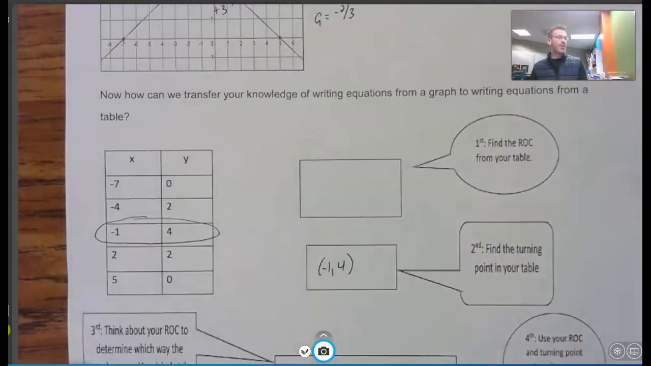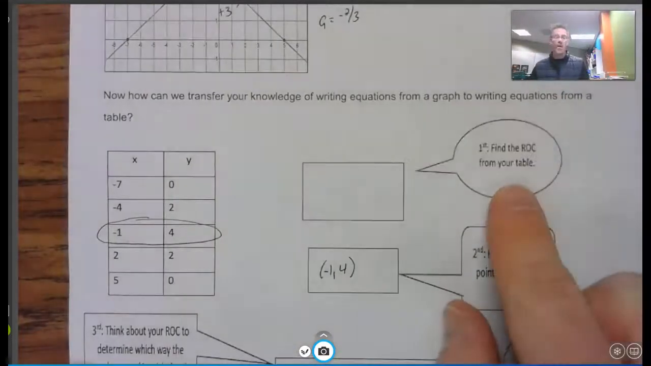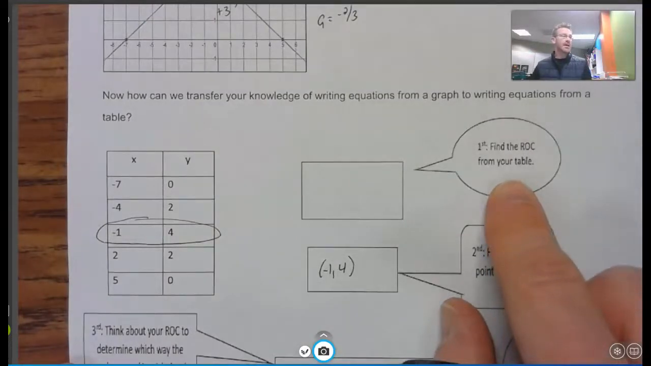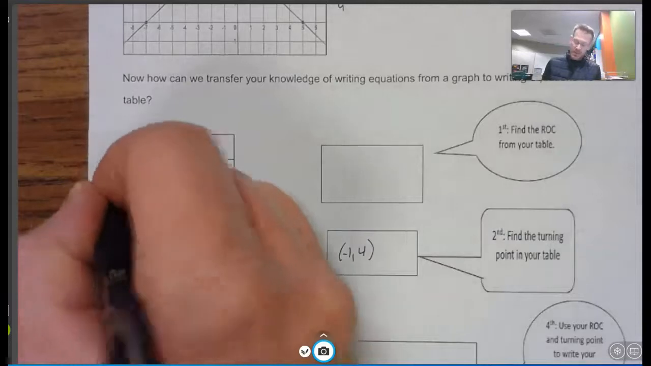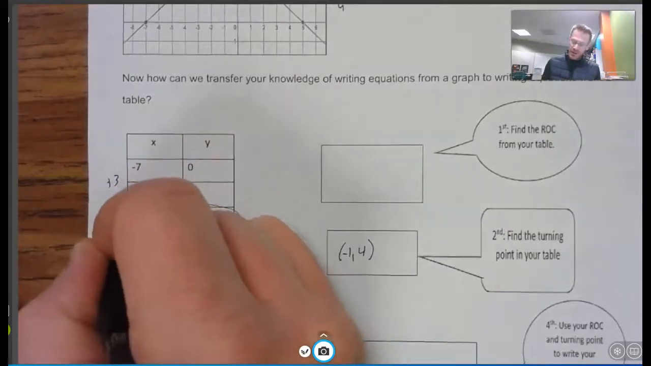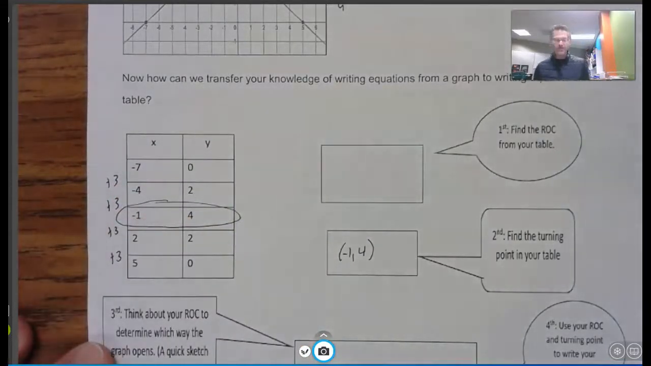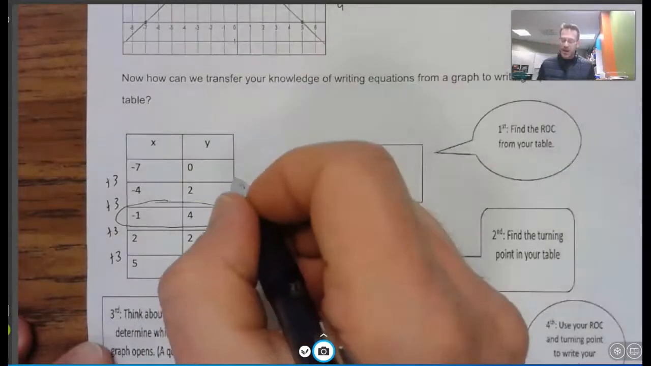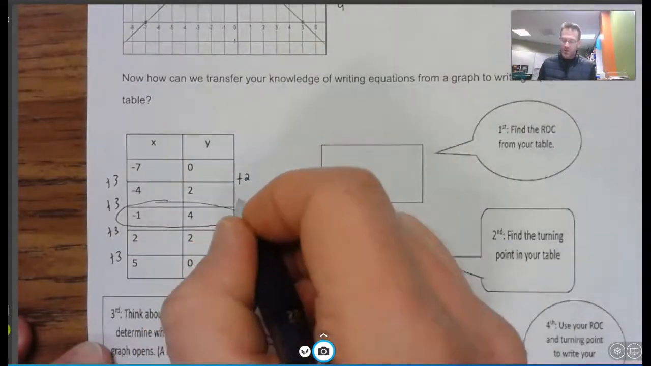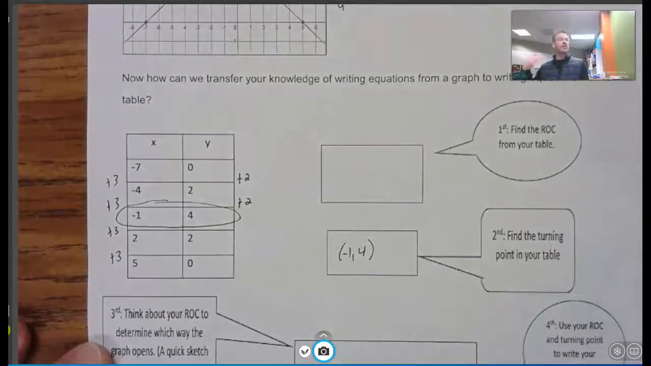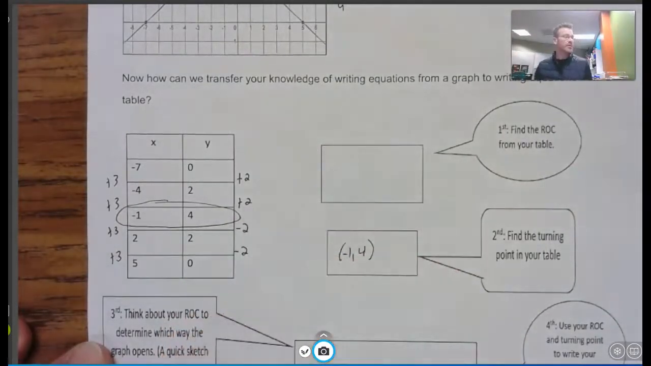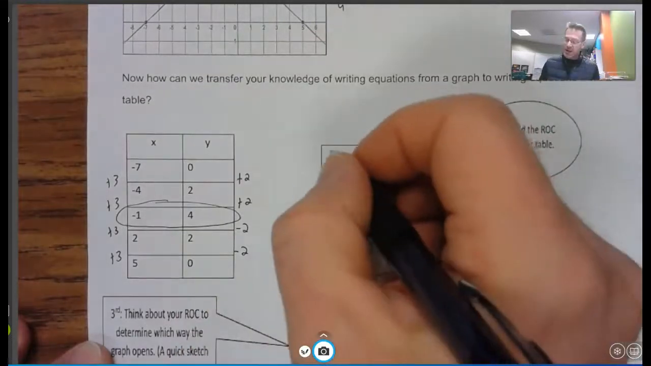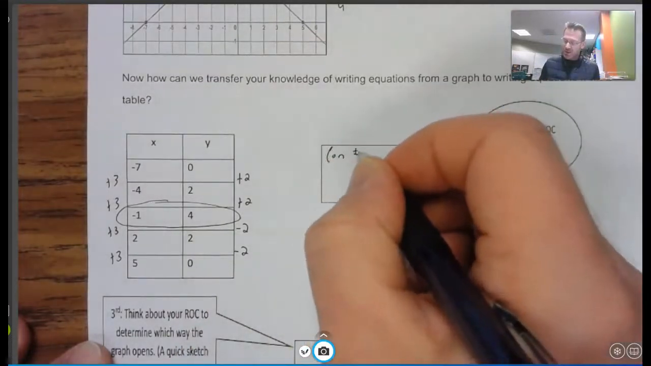Now, because I have a turning point, I know this is either absolute value or it's quadratic, and I want to go back into the rate of change and see what I get. So let's look at the change in our x's here. It goes up 3, up 3, up 3, and up 3. And then my y's go up 2, up 2. I hit that turning point, so we know it's going to change directions, and notice now I go down 2 and then down 2. So what we know is the rate of change is a constant of plus or minus 2/3.